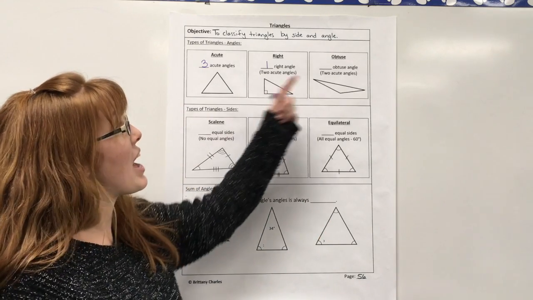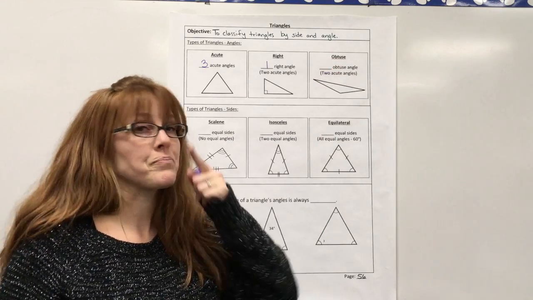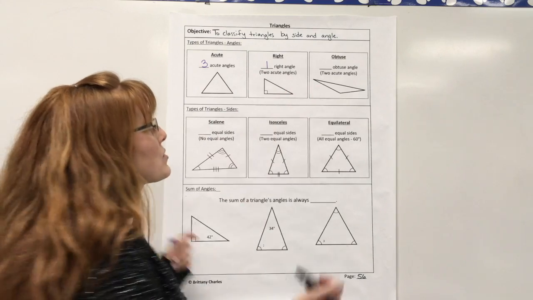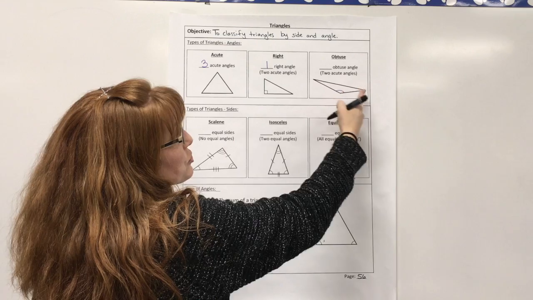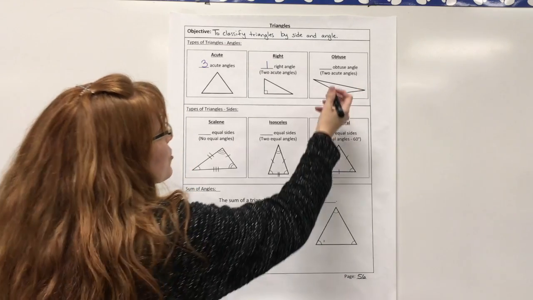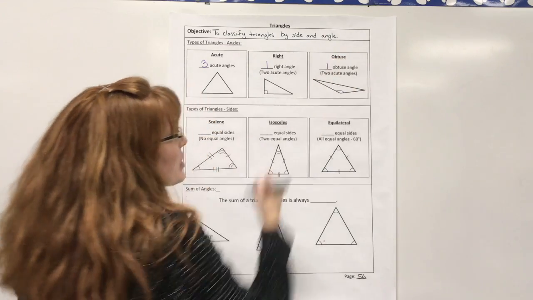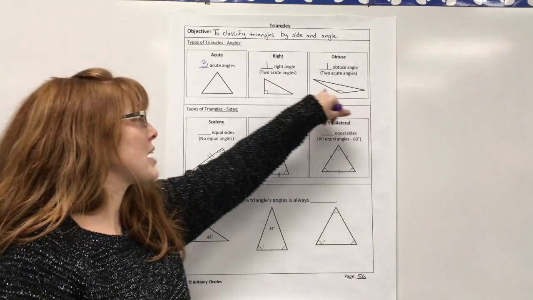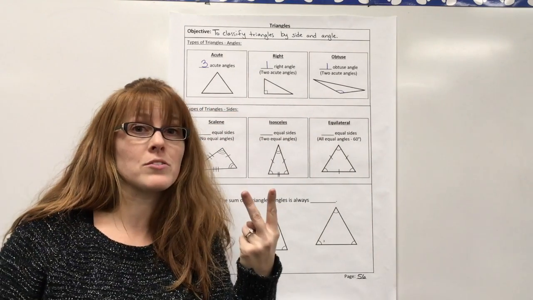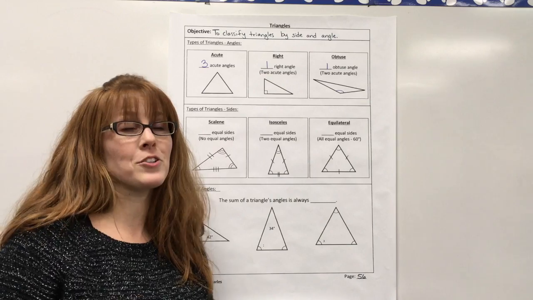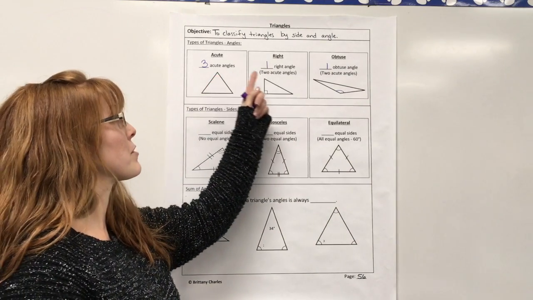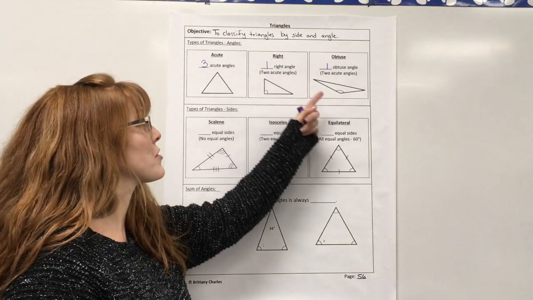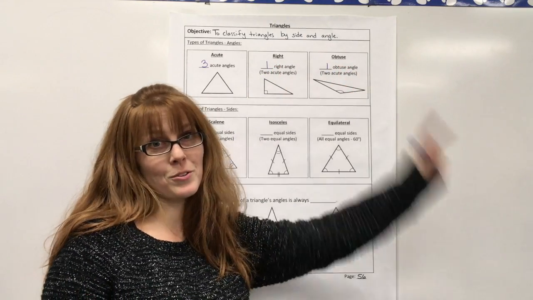All right, then we have obtuse triangle. An obtuse triangle has right here an obtuse angle. And then you can see the other two are also acute. So this is one obtuse angle. So notice all three types of triangles have two acute angles. The only really defining factor is that third angle. So if the third one's acute, it's acute. If the third one's a right, it's a right triangle. If the third one's obtuse, it's an obtuse triangle.